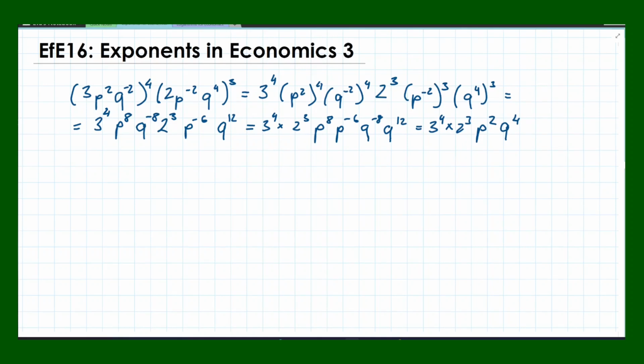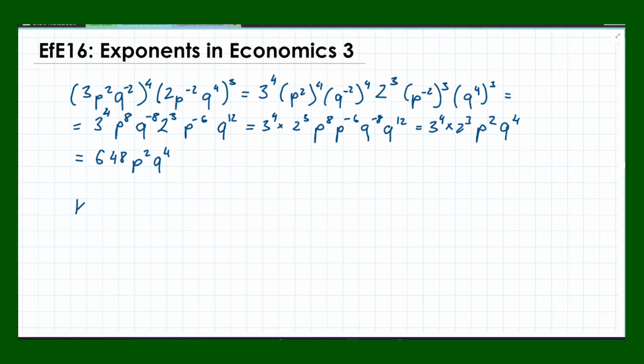The last thing I could do if I really wanted to is to pick up the calculator and calculate 3 to the 4 times 2 cubed. That's altogether giving me 648 p squared q to the 4. So that is the solution for these two long bracketed multiplications.